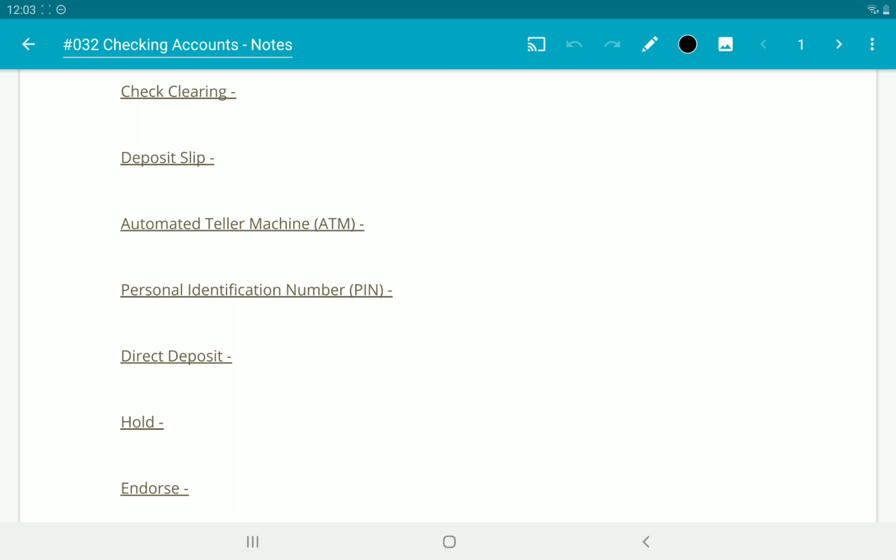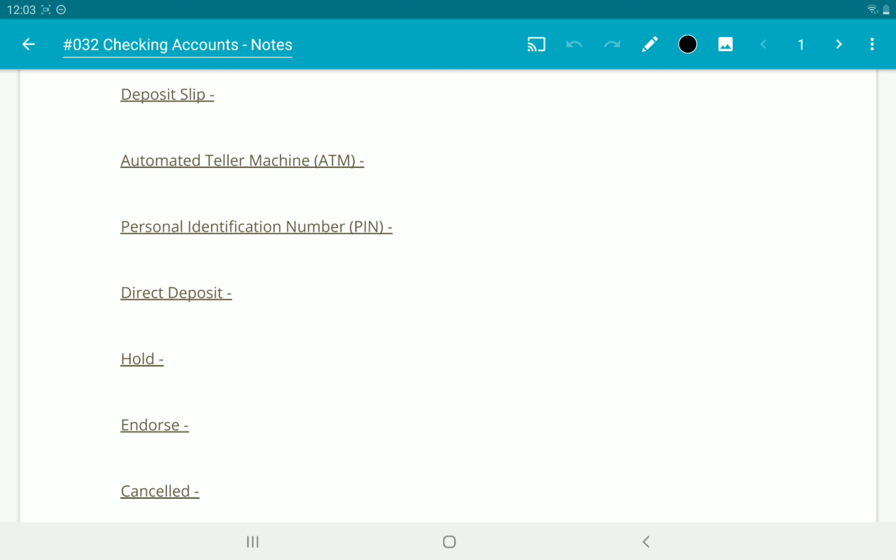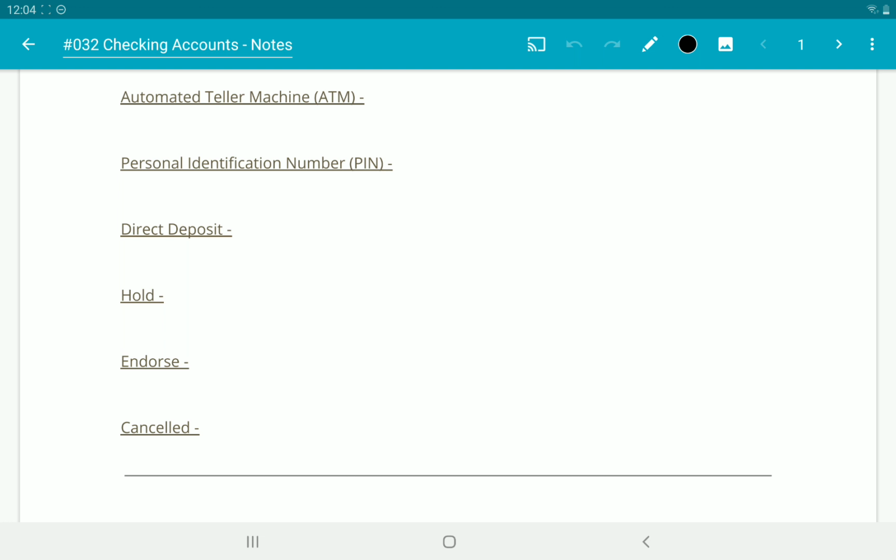A deposit slip is a form to fill out when adding money to a bank account. An automated teller machine, or an ATM, gives you 24-hour bank access to make deposits, transfers, and withdrawals. A personal identification number is a numerical password that allows access to an ATM. Direct deposit is when payroll or other types of checks are directly and electronically deposited into a bank account. Like when you get paid for a job, a lot of people use direct deposit so that they don't have to get a paper check and go to the bank themselves. It just automatically gets deposited into your account.